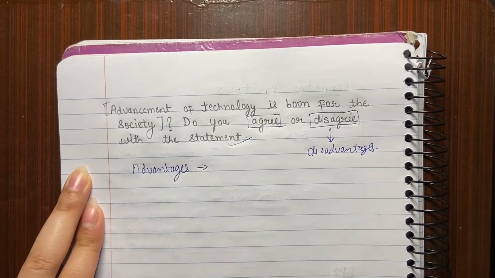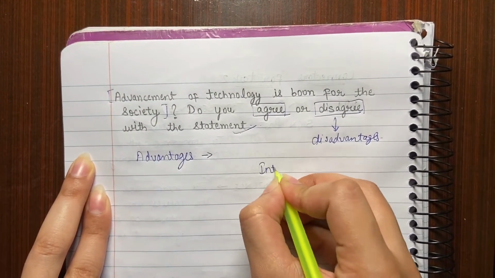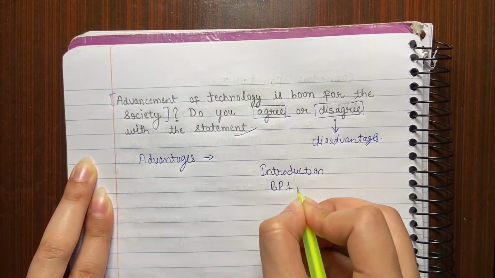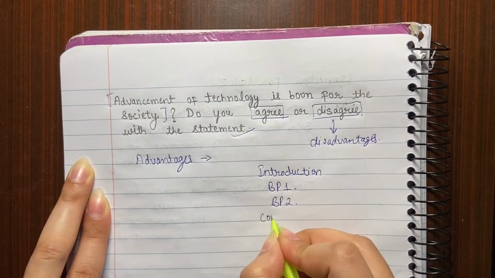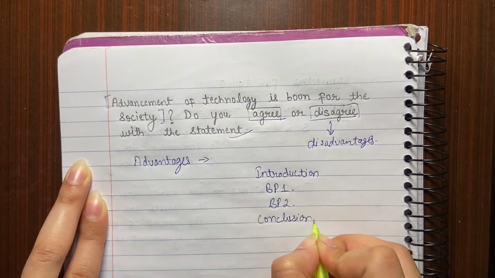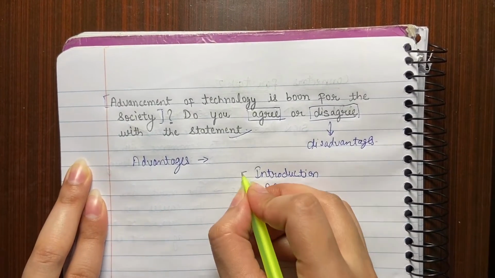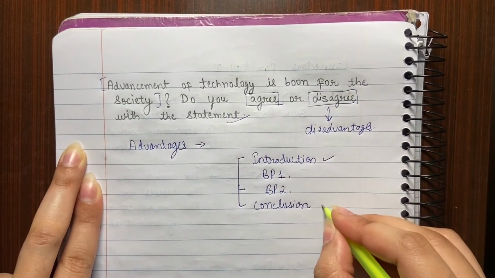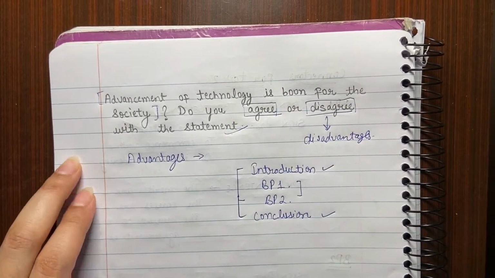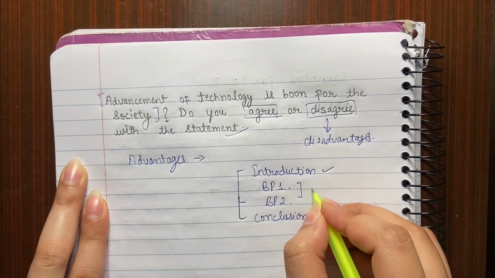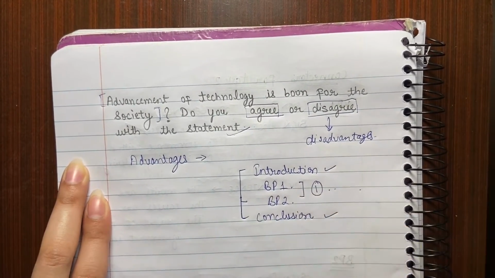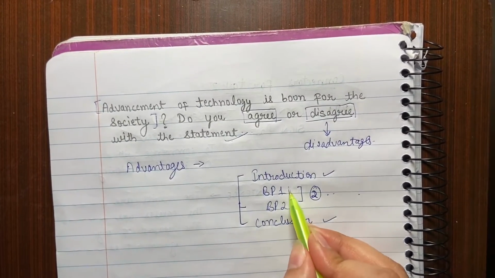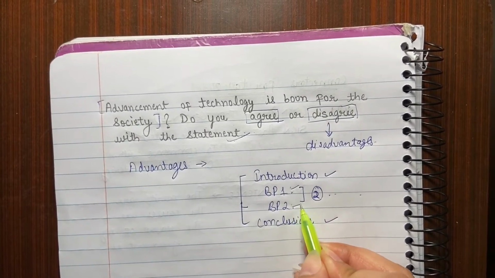And in this, we will make 2 BPs. First will be the introduction. Next comes BP1, then BP2, and the last will be the conclusion. In a 100% essay, we will give 2 BPs, and one will be the introduction and the last will be the conclusion. In these 2 BPs, you will make 2 points of agreement or disagreement. You will write one point in BP1 and the second point in BP2.